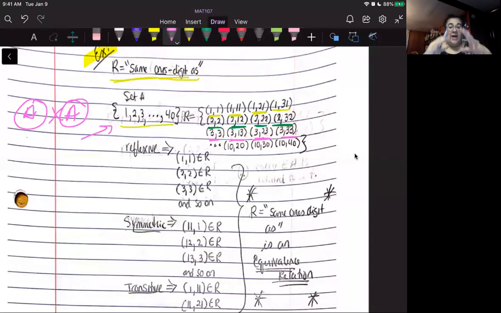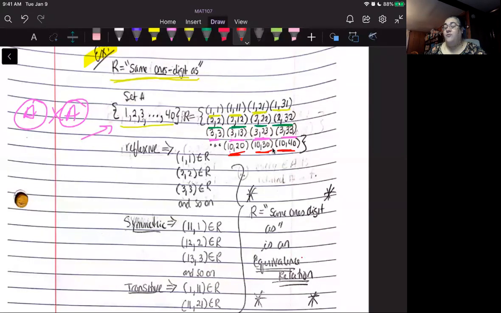These, out of all the elements that would show up in that Cartesian cross product, are the elements that would fulfill the relation of same ones digit as. And you can see here, dot, dot, dot, we could keep going all the way up to 10, where the ones digit is 0, and we have 10 goes to 20, 10 goes to 30, 10 goes to 40, and so on and so forth.